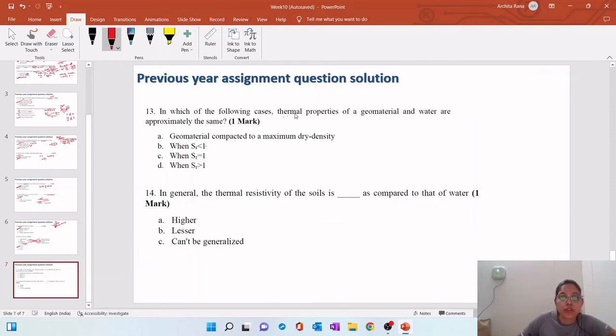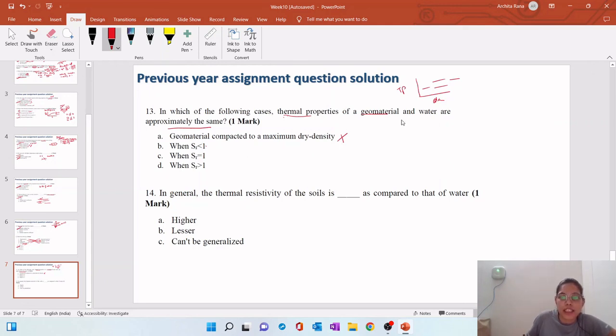Question 13 is, in which case thermal property of geomaterial and water are approximately the same? First we talk about the dry density. The thing is, dry density has no effect on the geomaterial property. In the literature there is a plot which says that with change in the density or dry density, and let's say any thermal property, they generally don't change. They are just flat lines. So density has no effect on the thermal property.